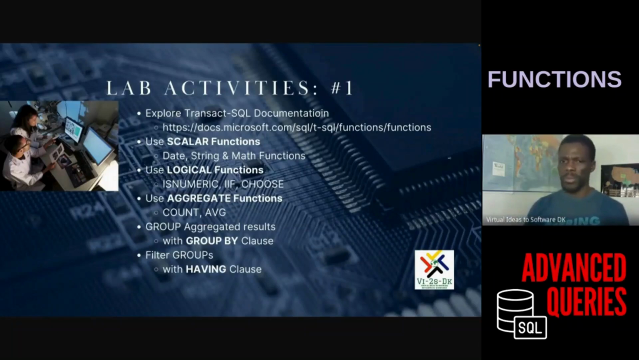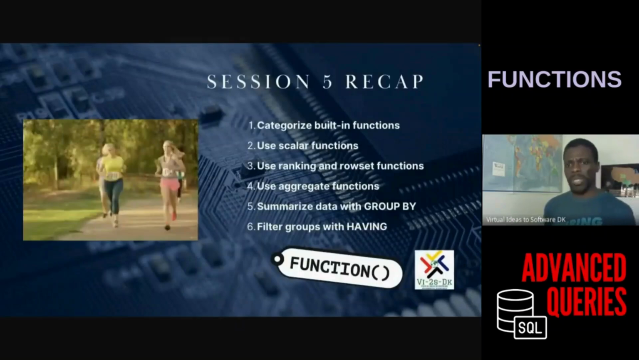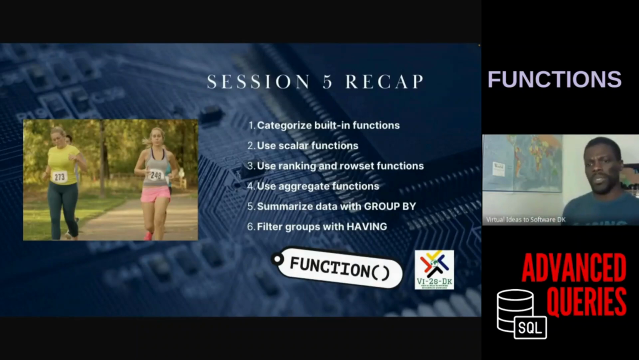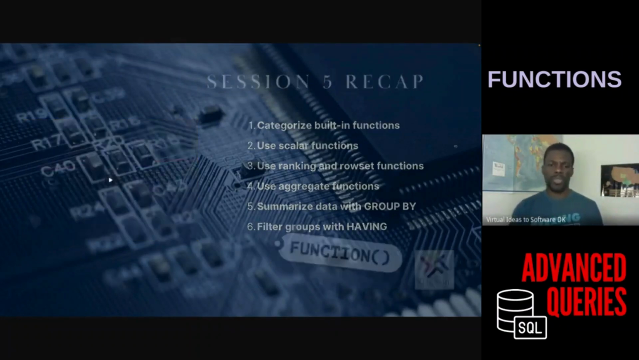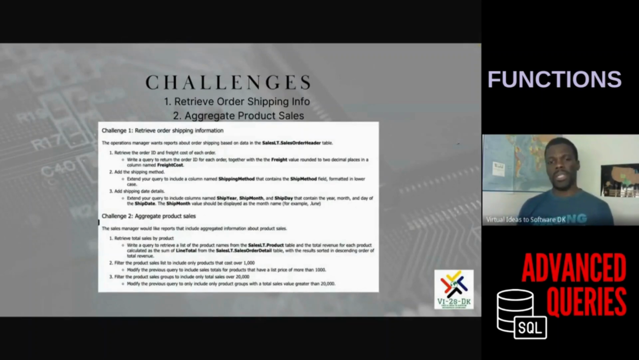A few challenges for you. Before we get into our challenges, just a recap. We talked about categorizing those built-in functions, how to use scalar functions, ranking functions, and aggregate functions, summarizing our data with group by, and filtering our groups with the having clause. That said, we should now be able to proceed to exercise a few challenges, for which I'm going to send a video. A few things to point out: we retrieve order and shipping information, as well as aggregate some product sales information.